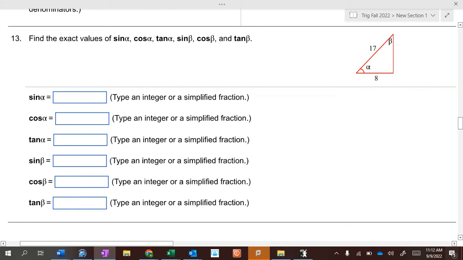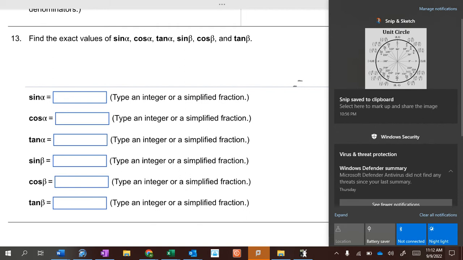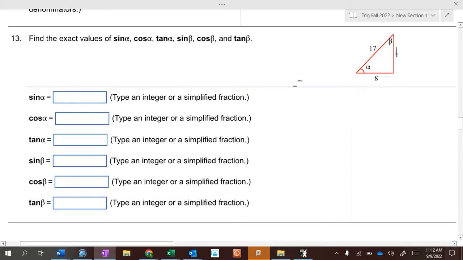What's the missing side on this one? Well, what's 17 squared? 289. 289 minus 64 is 225. Square root of 225 is 15. Okay? So, sine of alpha. Alpha is here. Sine is opposite over hypotenuse. 15 over 17.